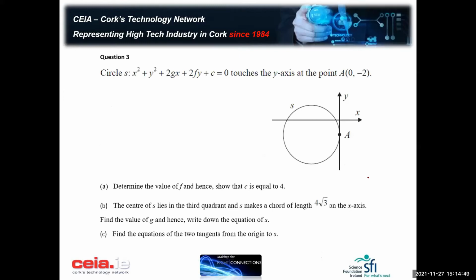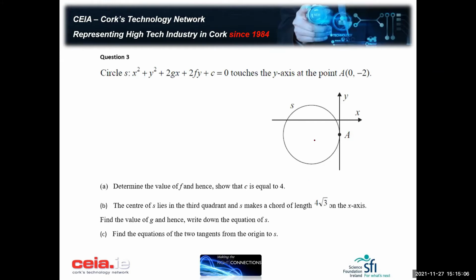So part B, the center of S. Remember, he's referring to the circle as S. The center of S lies in the third quadrant and makes a chord of length 4√3 on the x-axis. Find the value g, hence write down the equation of S.